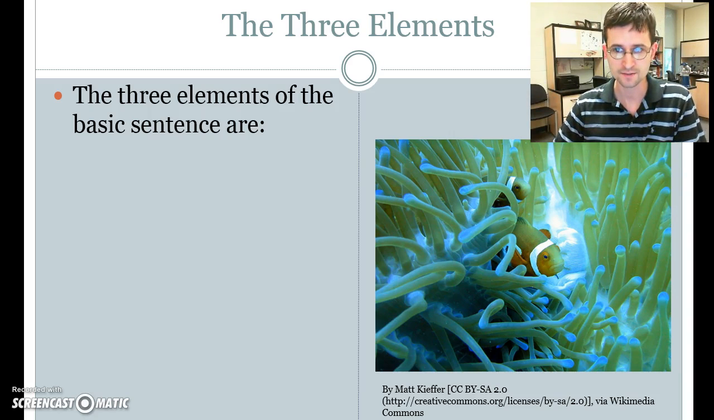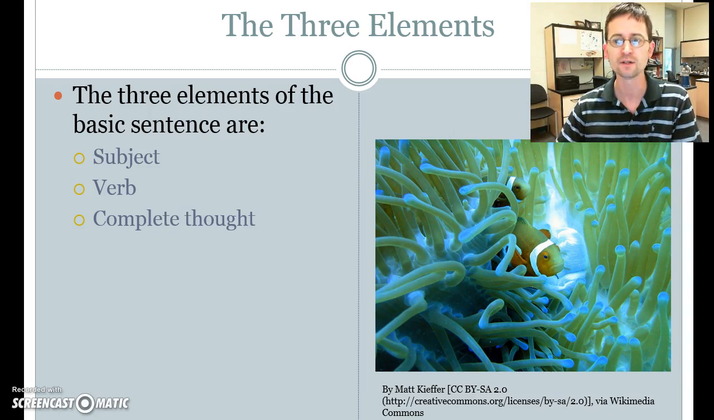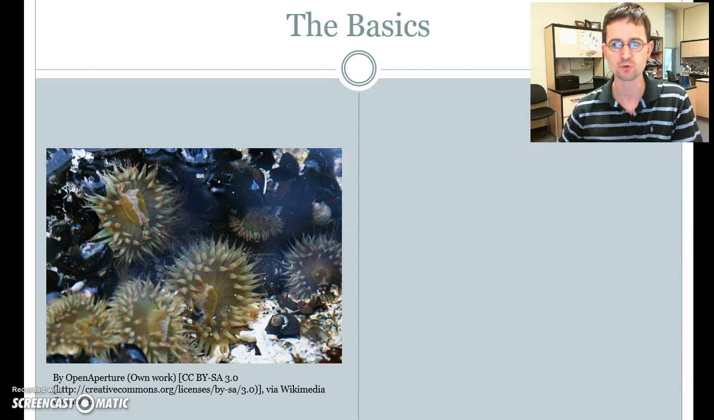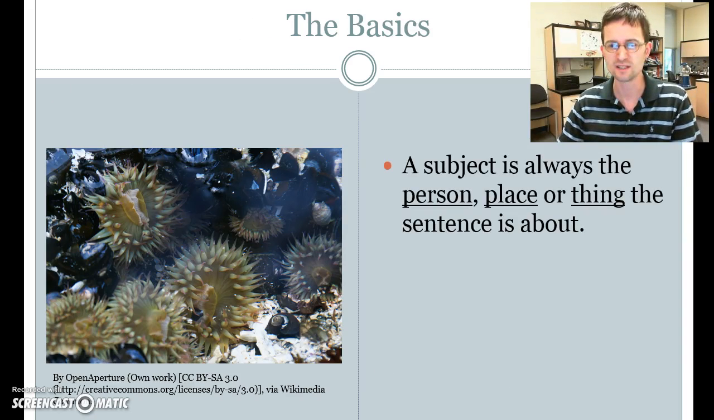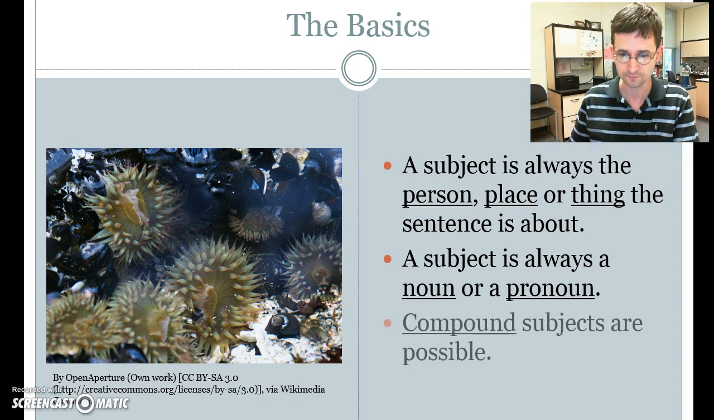You'll recall that sentences have three basic parts, and we identified the subject, the verb, and a complete thought as being the three components that all sentences have. Let's focus in on the subject. The subjects are the person, place, or thing that sentences are about. There's always one of these elements that is at the heart of a sentence. Now, from your grammar work already, you know then that a subject must be a noun or a pronoun, because those are the parts of speech that refer to persons, places, or things.